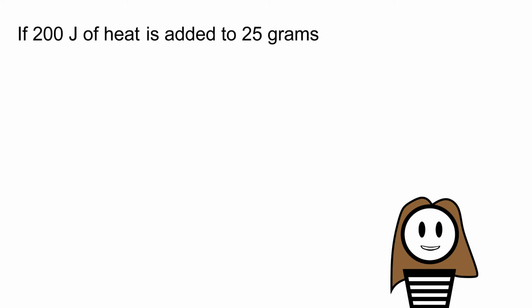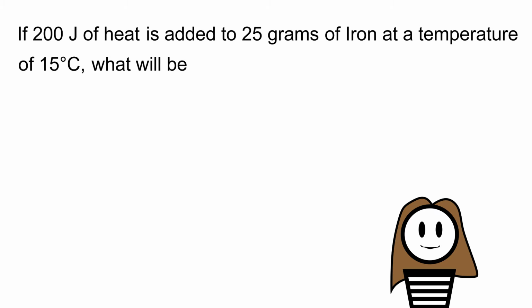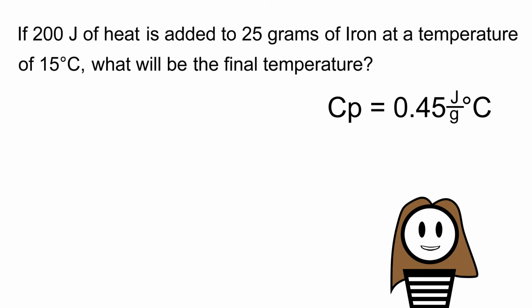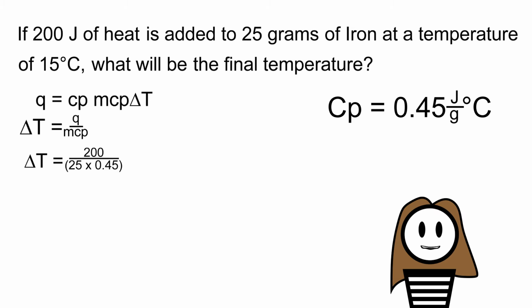100 joules of heat is added to 25 grams of iron at a temperature of 15 degrees Celsius. What will be the final temperature? Specific heat is equal to 0.45 joules over gram times degree Celsius. The formula is heat is equal to mass times specific heat times change of temperature. Change of temperature is equal to heat divided by mass times specific heat. Change of temperature is equal to 200 joules divided by 25 grams times 0.45 joules over gram times degree Celsius.